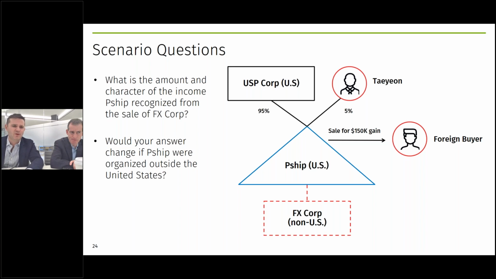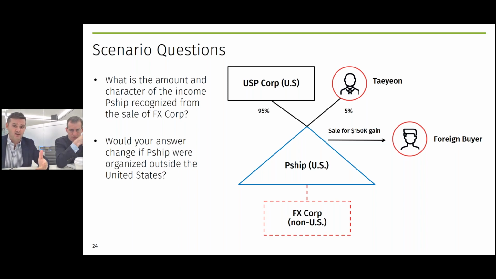Do we care if this partnership is outside the U.S.? Well, Taeyang sure cares, because if this is a foreign partnership, we no longer have that as a U.S. shareholder. FX Corp is definitely still a CFC because it has a 95% U.S. shareholder, but Taeyang's interest isn't a U.S. shareholder under that 10% vote or value rule, right? So she's not. So USP Corp is going to make that sale.